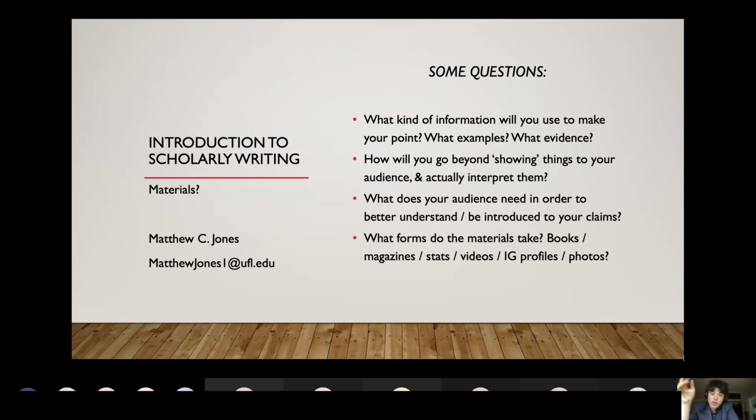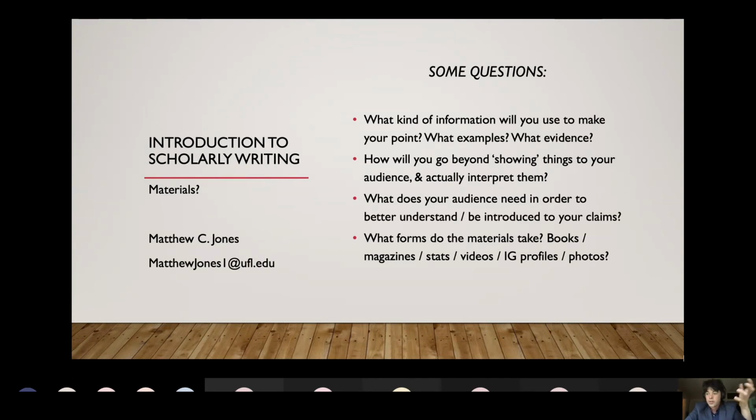So moving on, we have our evidence and we have the fact that we have to interpret it for people. What does your audience need in order to better understand and be introduced to your claims? Again, assume they're in a position of ignorance compared to you. What did you need to know when you were first starting to learn about something in order to start to appreciate it, right? How can you go back in time in your own intellectual journey and go right back to the training wheels, right back to the building blocks, and convey them, right?